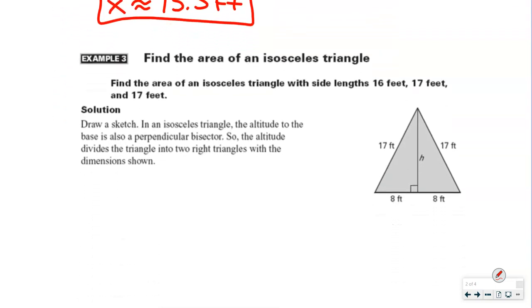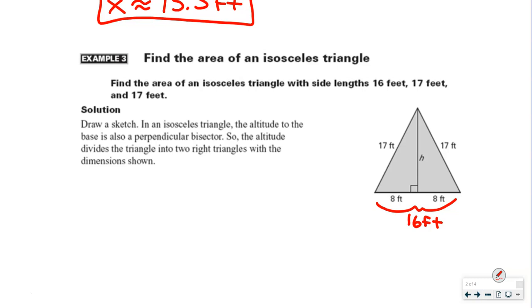All right, in this example, we want to find the area of an isosceles triangle. Our triangle has side lengths of 16 feet, 17 feet, and 17 feet. That is this. Down here is 16, 8 and 8 added together. So we've got our sketch already.